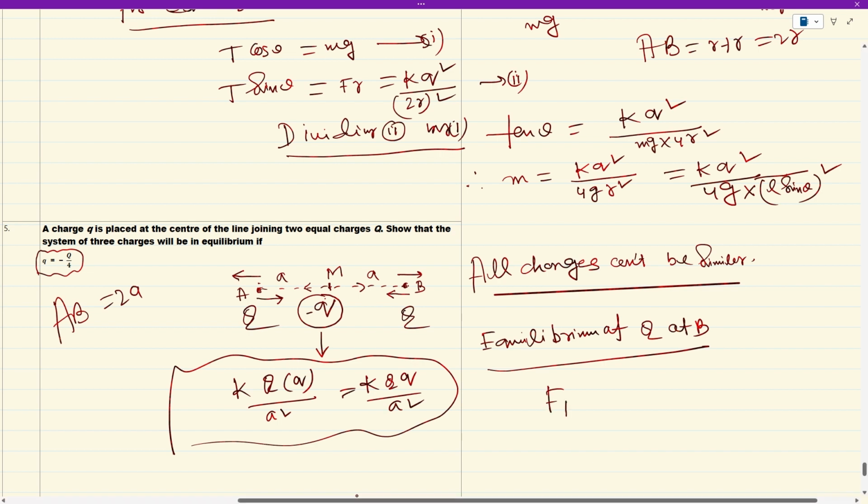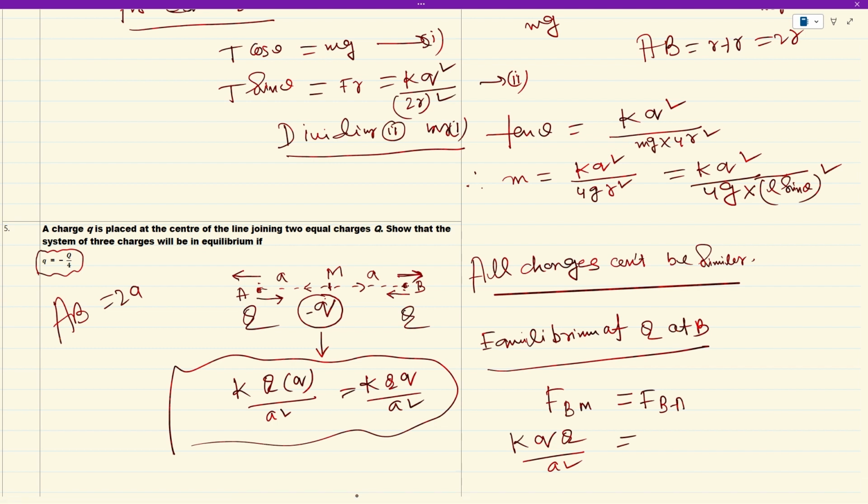FBM is going to be equal to FBA. FBM means the force experienced by the charge at B due to M. What force is there? KQq by a square. This force experienced is a repelling force going this manner. This is the repelling force. So it is KQ square by 2a whole square.